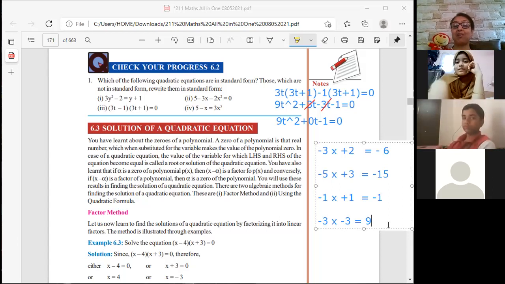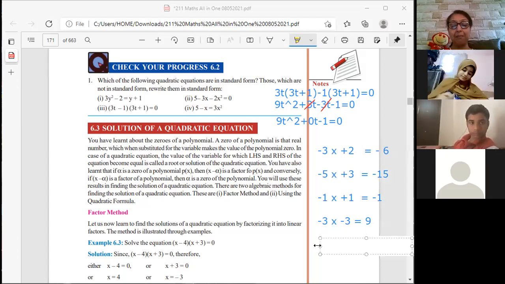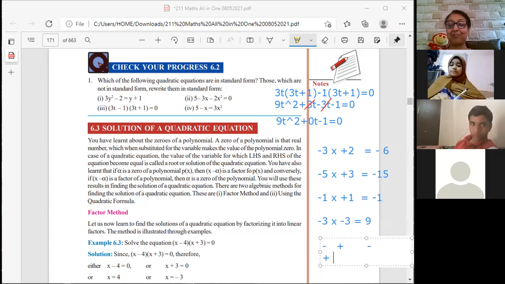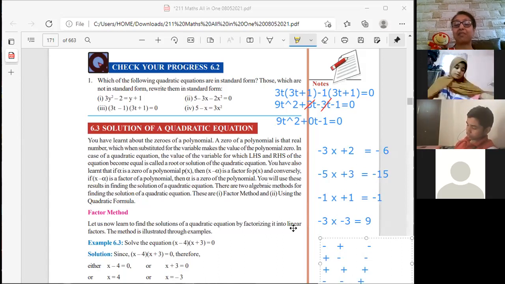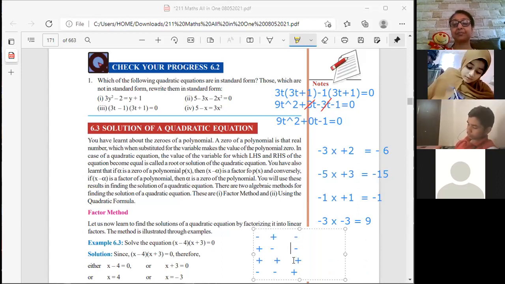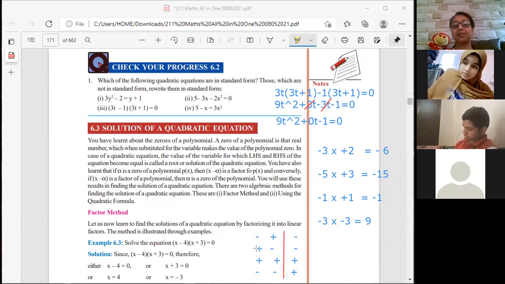See, what you have to be aware of is the signs. I will write the signs for you if you want. Minus plus will always be minus. Plus minus will again be minus. Plus plus will be plus. Minus minus will be plus. These are the signs for multiplication. If you want, you can write this down, beta. This is what it becomes.